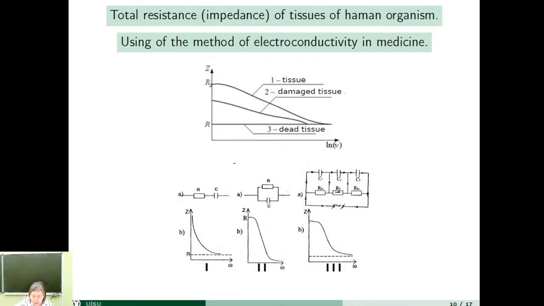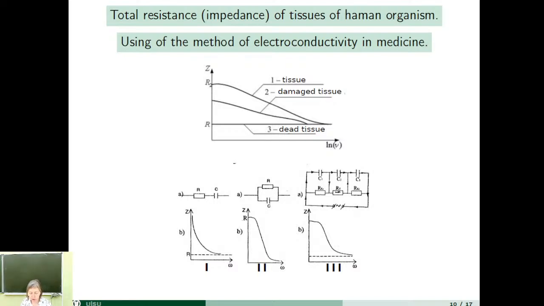This K is equal to Z at 10 to the power of 4 divided by Z at 10 to the power of 6. For a dead tissue, the specified coefficient aspires to 1.